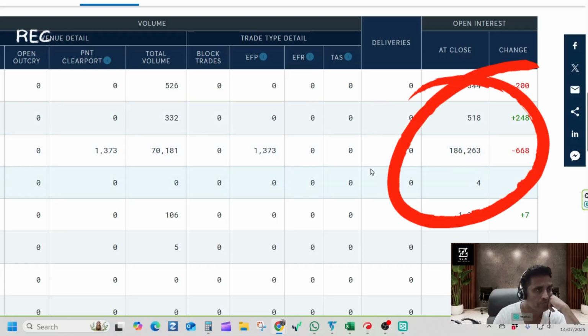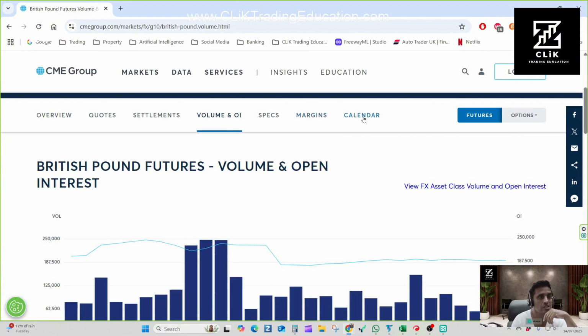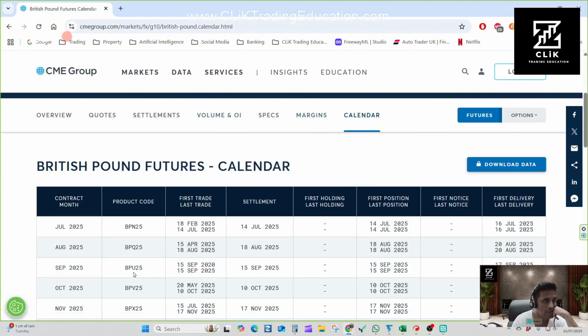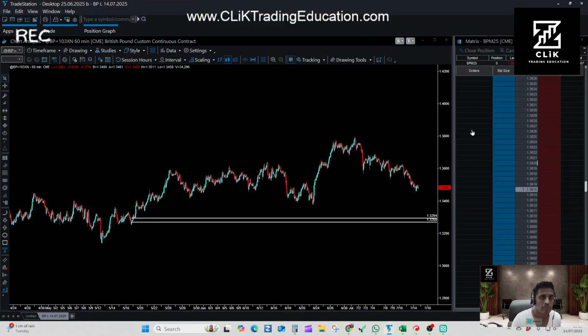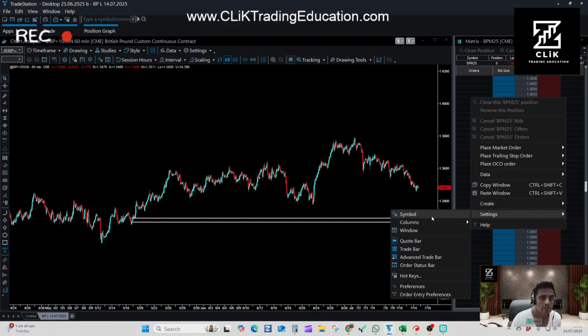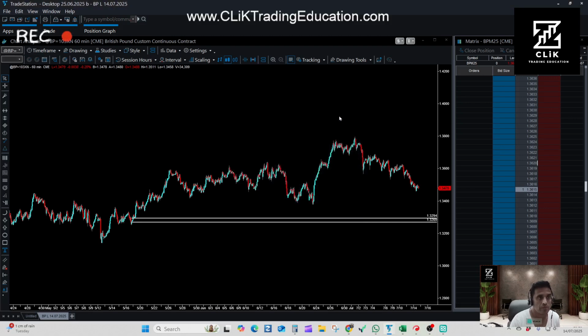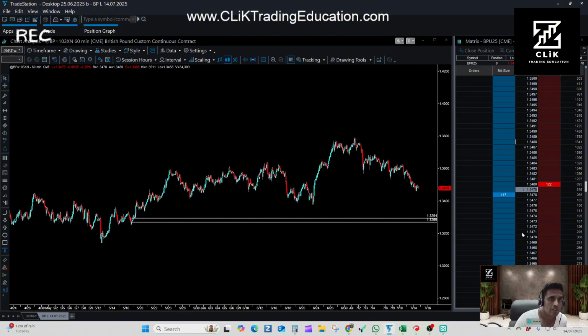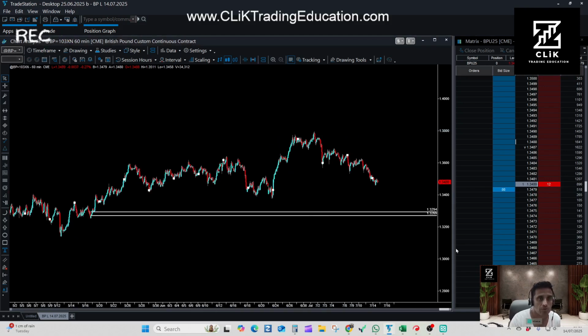If you look at the calendar, September is BPU25. What we'll do is go in here, Symbol, change it to BPU25. You can see here that should match with the price on the matrix of where we are on the chart. 1.3479, yeah, 1.3479. So that is the correct contract mark that we should be trading.